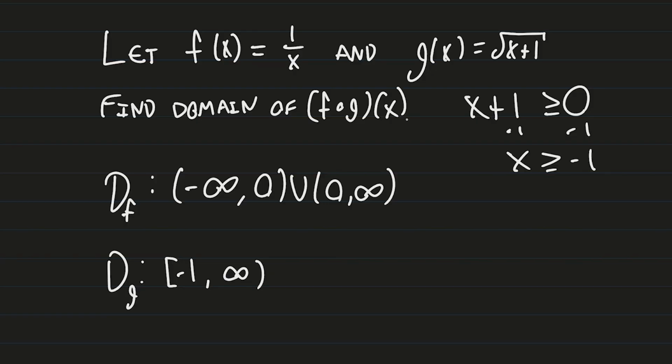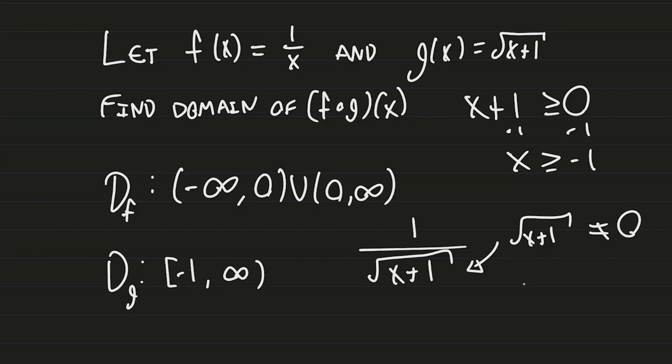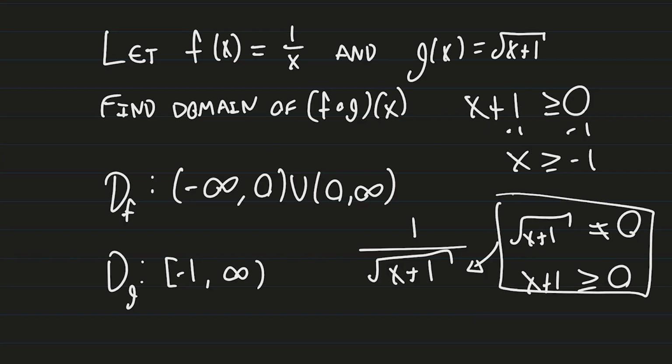Now let's actually construct our composite function to see how much of each of these we need to use. So if g is the inner function, we're plugging that in for x of our outer function. So instead of 1 over x, we're going to have 1 over the square root of x plus 1. Now in this case, you can see that the entire denominator cannot be 0. So root x plus 1 cannot equal 0. And we also know that x plus 1 has to be greater than or equal to 0. So this is the domain of the composite.